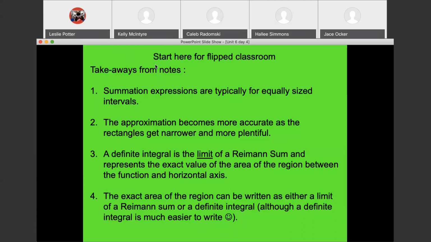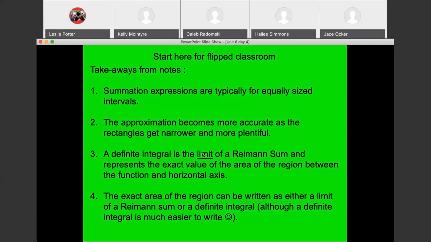Summation expressions are typically for equally sized intervals, so the delta x's are the same. The approximation becomes more accurate as the rectangles get narrower and more plentiful. That was the animation you saw in your notes, where I started the animation with the rectangles this wide, and they started getting skinnier. Then we started to see that we could more accurately represent the space between the function and the horizontal axis.